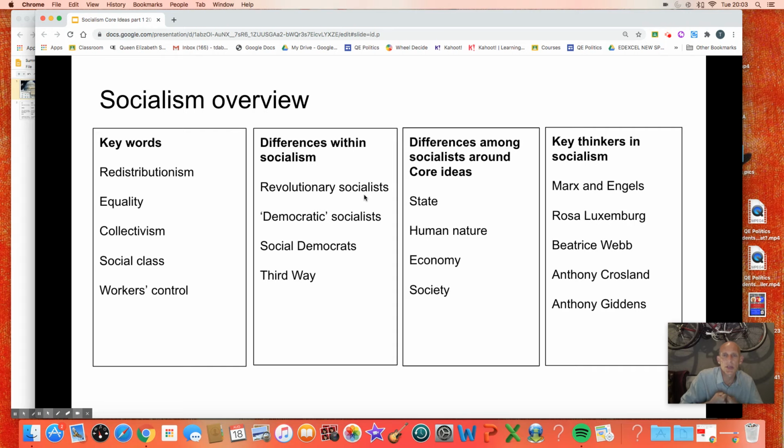And just as with liberalism and conservatism, it's true that some of the differences are so big that it's sometimes difficult to see why we call them all the same ideology at all. Just like the other sets of ideas, there are 5 key thinkers here, which the examiners are expecting you to look at. There are lots and lots of other people who call themselves socialists, but these are the 5 that we'll write about in order to illustrate those different strands. So Marx and Engels, Luxemburg, Beatrice Webb, Tony Crosland, and Tony Gibbons. And then there's some key vocabulary. I've already mentioned some of this vocabulary as well, and we'll come back to that later.